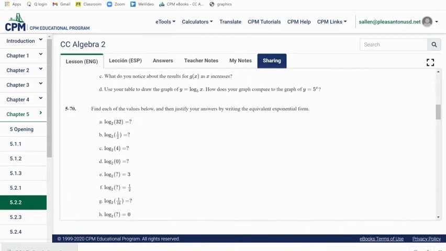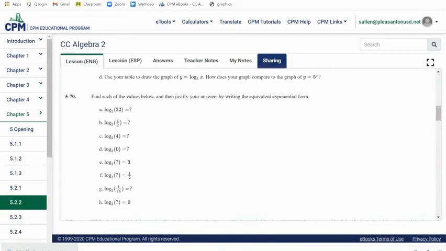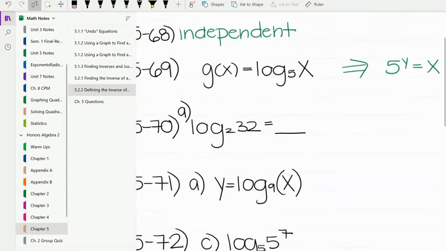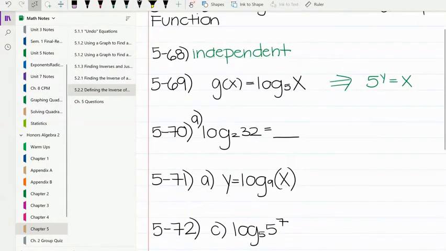For problem 70, it says to find each of the values below and then justify your answers by writing the equivalent exponential form. So we are going to just do part A together. So log base 2 of 32. What that's saying is, what is the exponent? So 2 to the power of what gives us 32? And it's going to be 5.